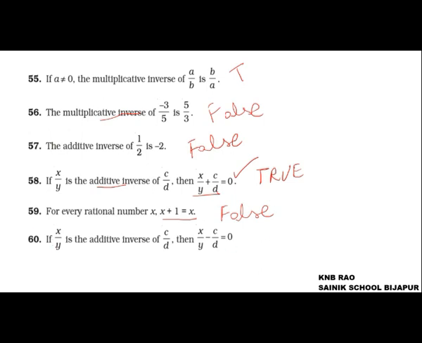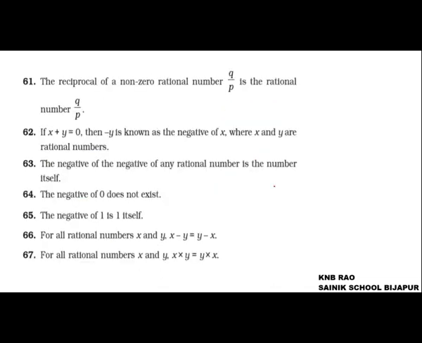Next, if x by y is additive inverse of c by d, then their difference equals to 0. No, it is false. Only sum is 0. Next question. 61. The reciprocal of non-zero rational number q by p is the rational number q by p. Reciprocal of q by p supposed to be p by q, it is saying same. So false.